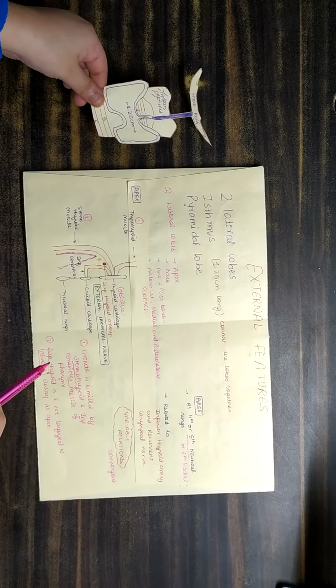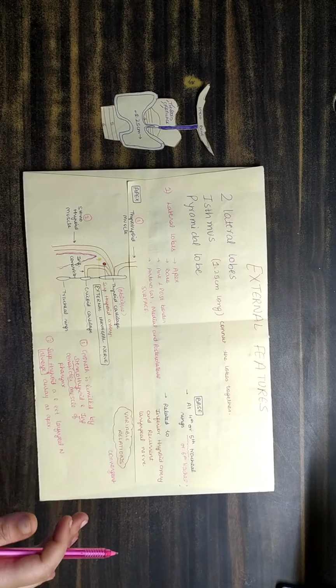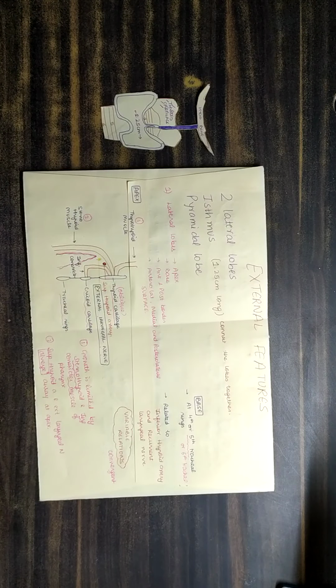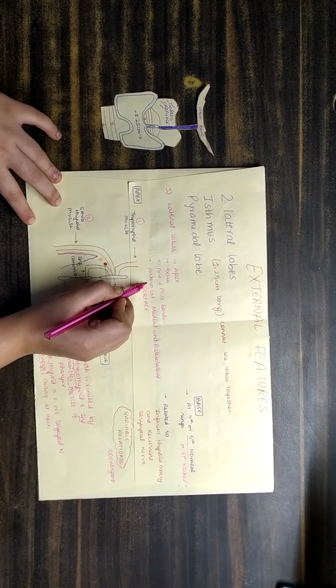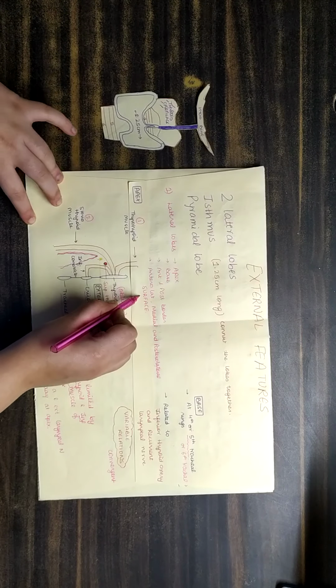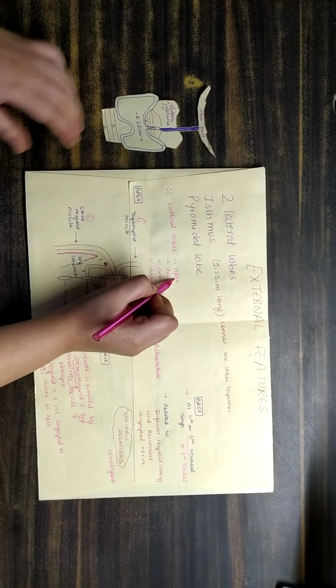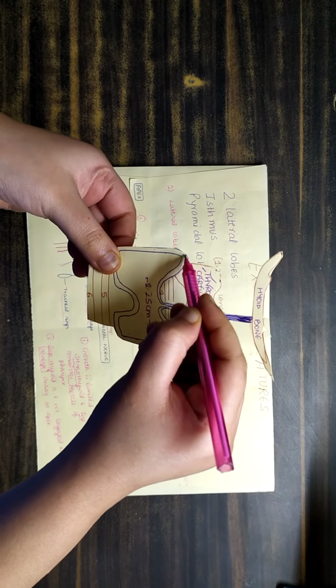First of all, we have the two lateral lobes in the thyroid gland. In the lateral lobes, we have some basic external features: we can see the apex, the base, and the anterior and posterior borders, along with the anterolateral, medial and posterolateral surfaces. So let's start. First of all, we'll see the apex. Now you can see this is the apex of the thyroid gland.